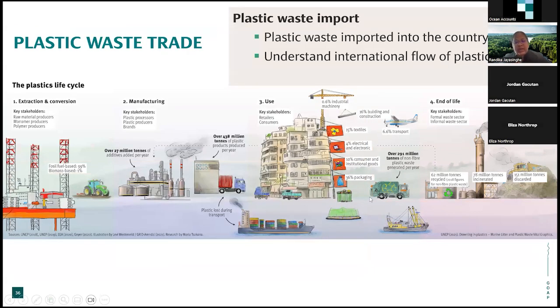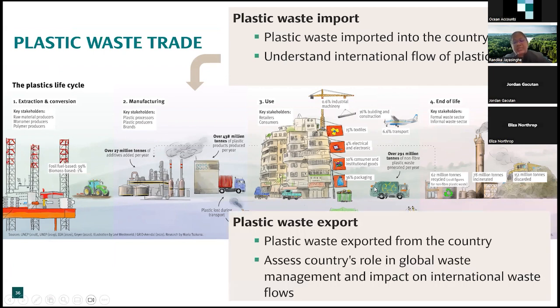Then after the treatment, we look at plastic waste trade. How much plastic waste is imported into the country to understand the international flows of plastic waste, and how much plastic waste is exported from the country to assess the country's role in global waste management and impact on international waste flows.